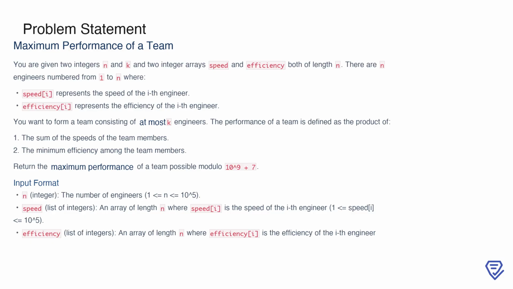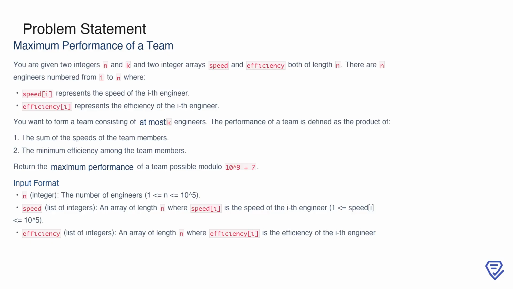We are provided with two integers, n and k, as well as two arrays, speed and efficiency, both of length n. Here, n represents the total number of engineers, and k is the maximum number of engineers allowed in the team. Each engineer has two attributes, their speed and efficiency. The speed[i] array specifies the speed of the ith engineer, while the efficiency[i] array gives their efficiency.